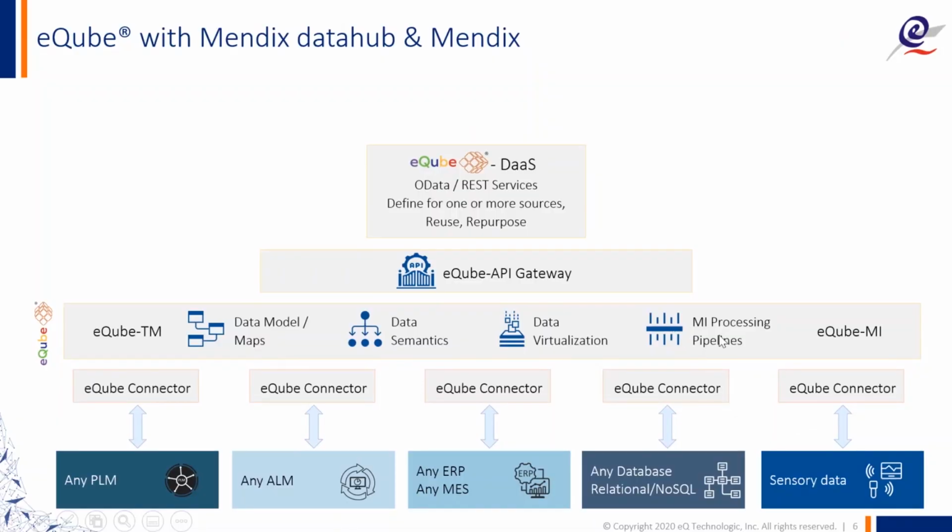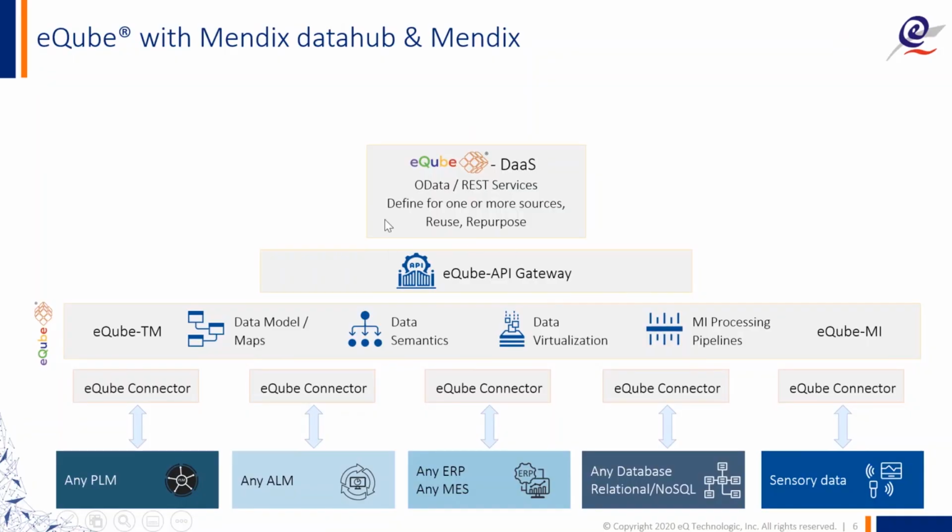With this MI processing pipeline representing a particular service or a particular interface, you can easily publish that as a REST or OData service through the API gateway. Again, this is quite an innovative part of our platform. The API gateway allows you to look at and manage the life cycle of your APIs throughout your organization.